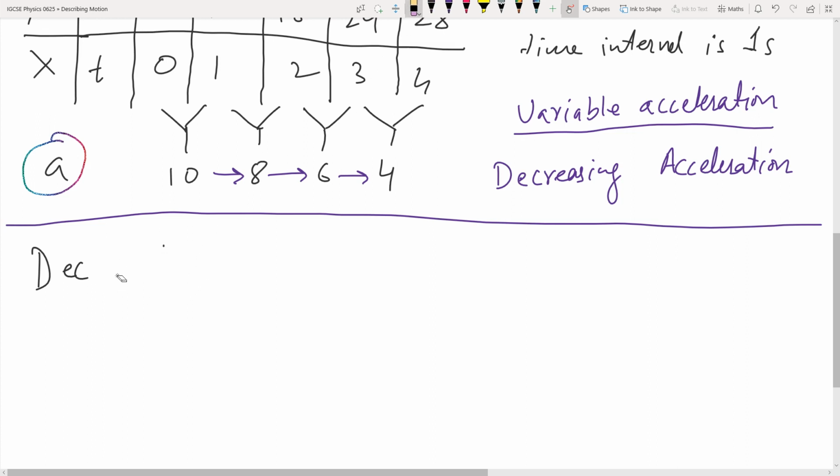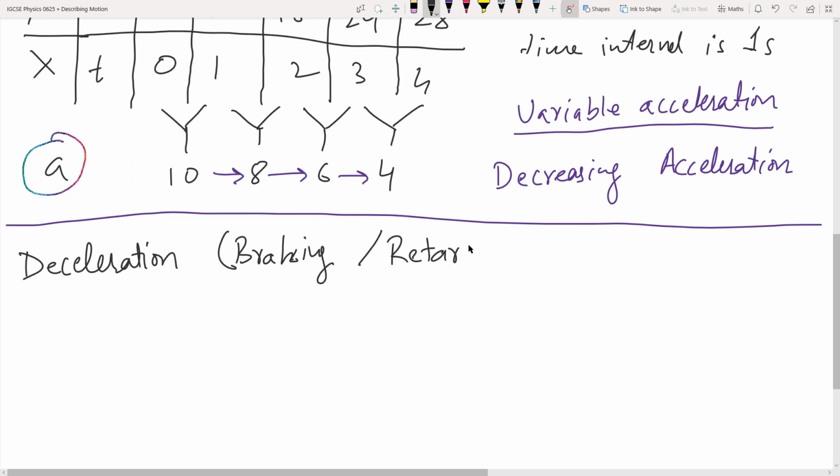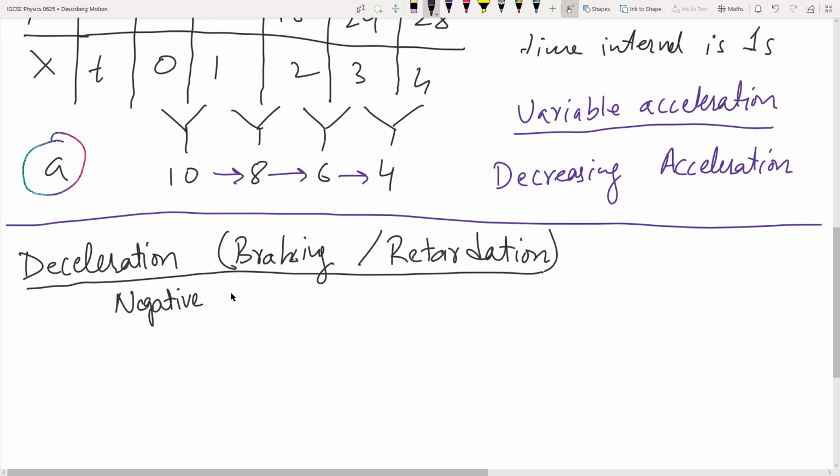Okay, let me make it more neat so that you can review it later on. Deceleration, also known as braking, also known as retardation, right? So remember these three names, these are the same. The third name is also there. We also call this negative acceleration, and we'll understand why we call this negative acceleration, right?